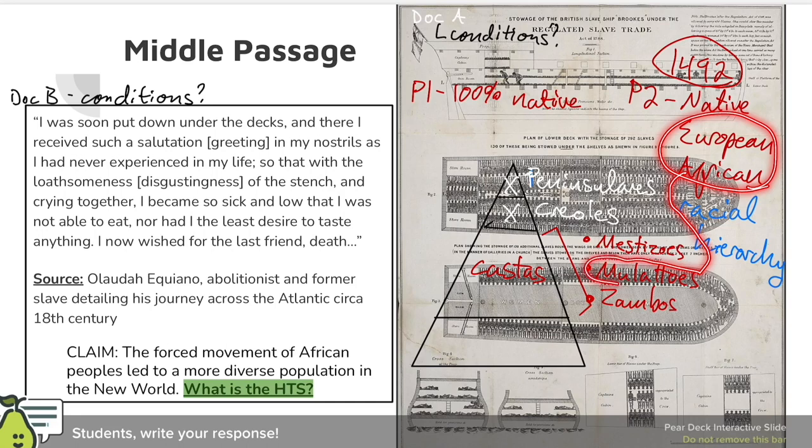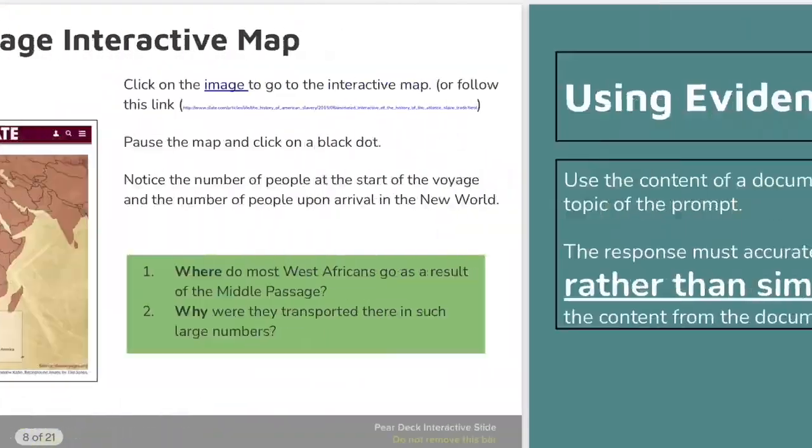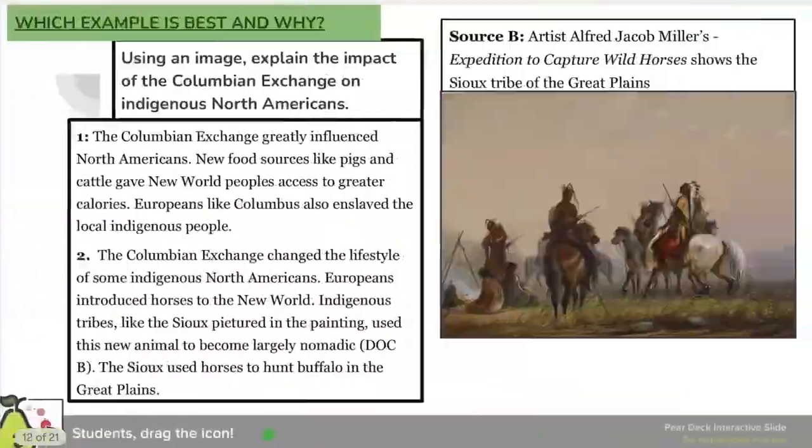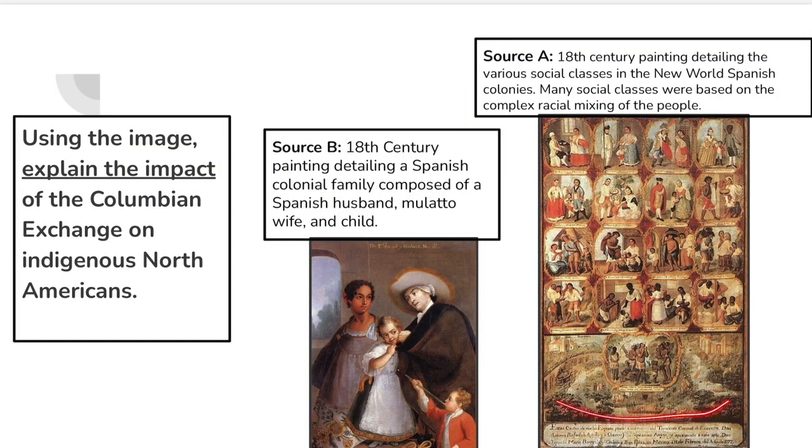It would be African and European. So mestizos, we have Native American plus European. Mulattoes, we have African plus European. And then zambos, that's when we get Native American and African. And this is an oversimplification of the casta system. We don't have to know all 16 of these different categorizations, right?